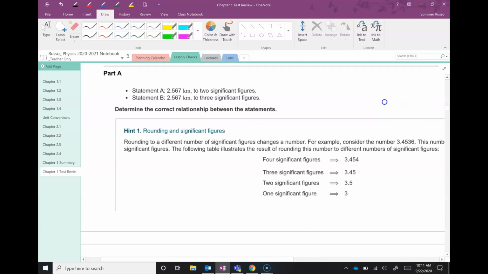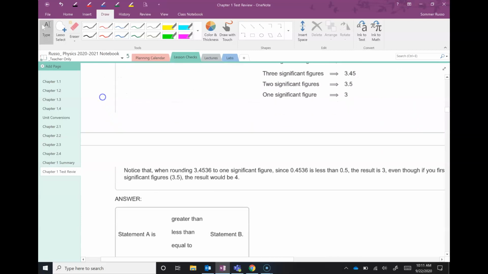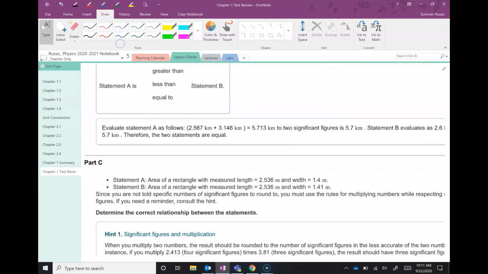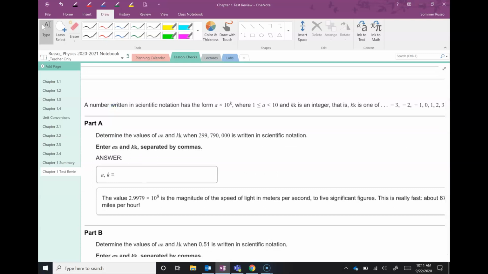All right, just taking a look at how many significant figures you should get. I feel like you guys can handle this one on your own. So this one is just weirdly worded.